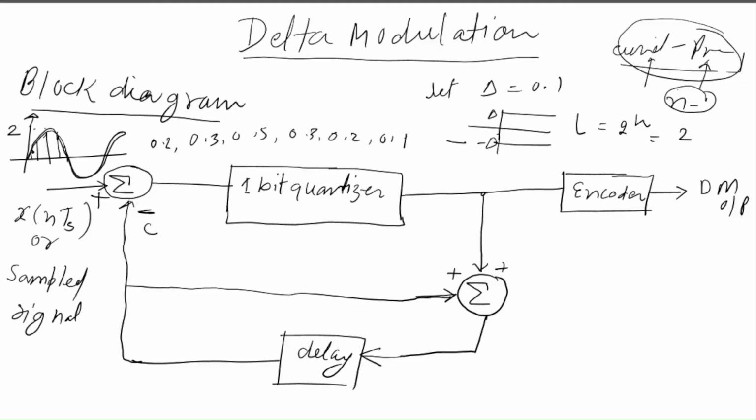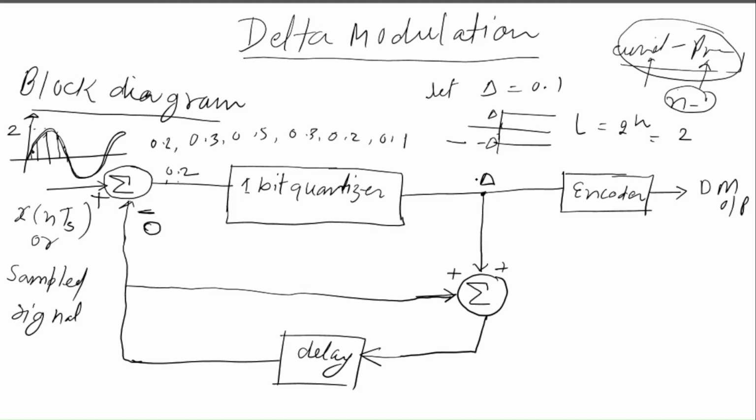First, there is nothing in the feedback, so let us assume it is 0. When the first sample 0.2 volt comes here, 0.2 minus 0 gives 0.2. The quantizer has only 2 levels: if this value is greater than 0, it gives delta, and if it is less than 0, that is negative, it gives minus delta. In this case 0.2 gives delta, and we have assumed that delta equals 0.1.